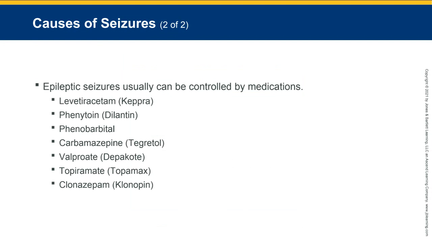Now, causes of seizures. Epileptic seizures usually can be controlled by medications. So these are some common medications that they would use to control epileptic seizures: Keppra, Dilantin or phenytoin, phenobarbital, Tegretol, Depakote, Topamax, Klonopin.